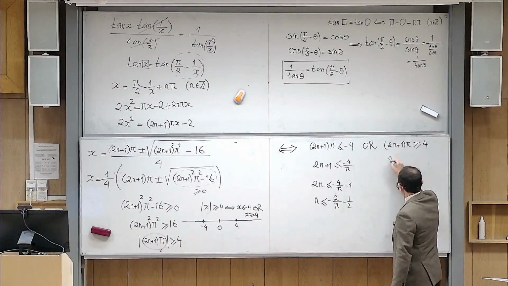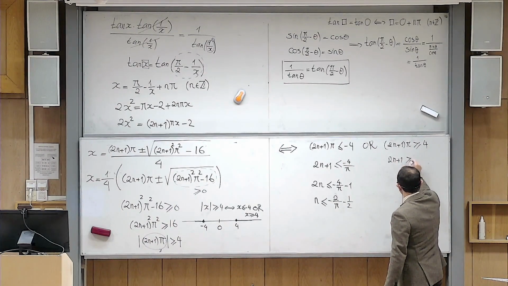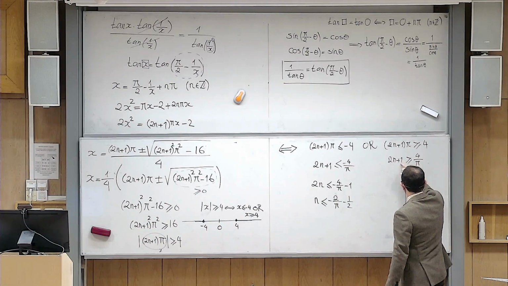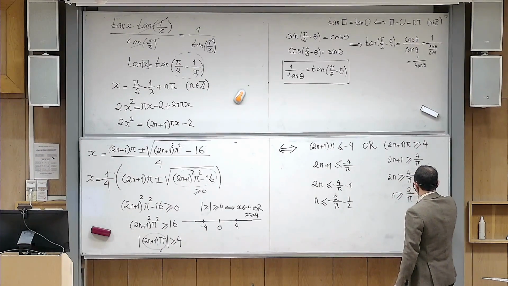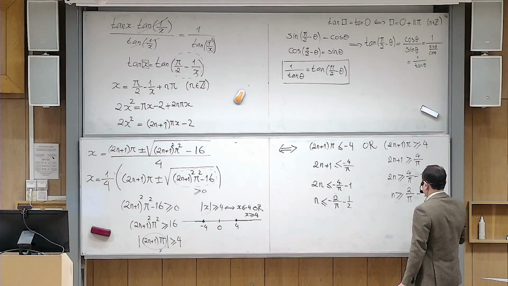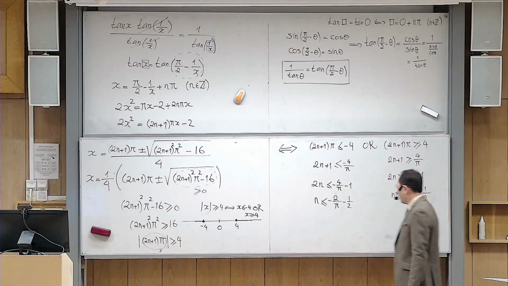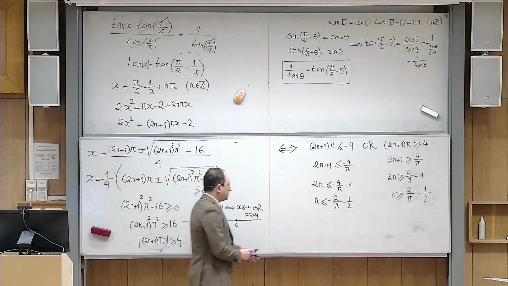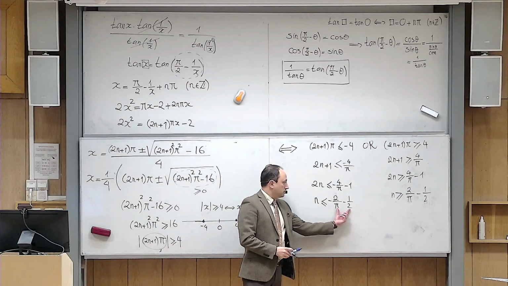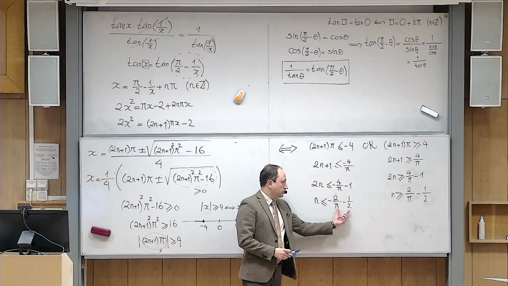I go do the same thing here in parallel. I divide by pi. I move 1 to the other side. I divide everything by 2. Okay? And now it's good to actually calculate this approximately to see what these values are.